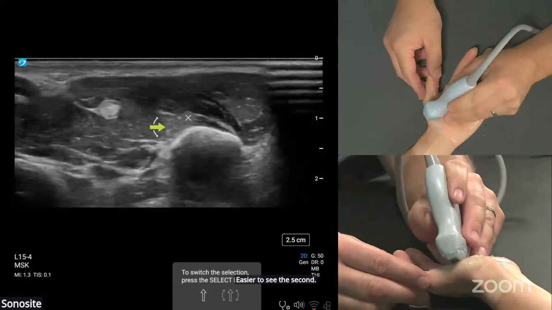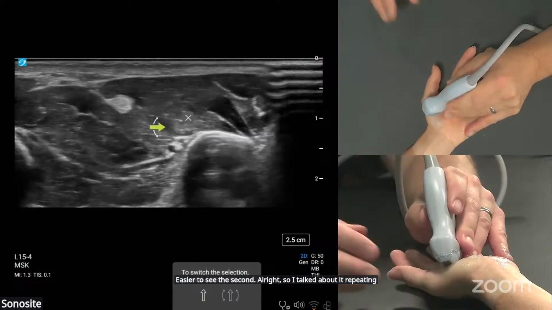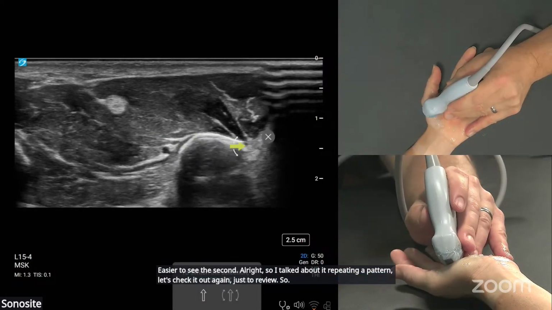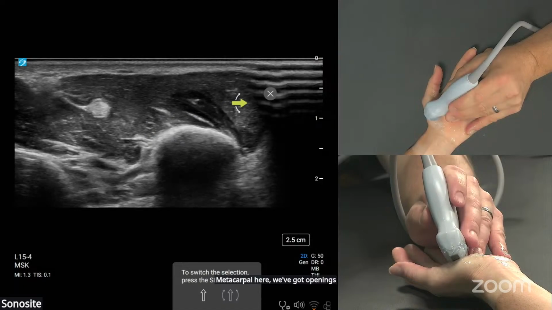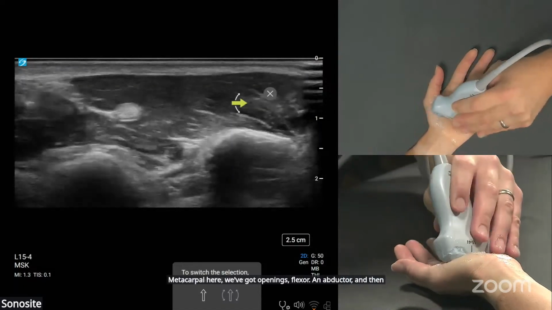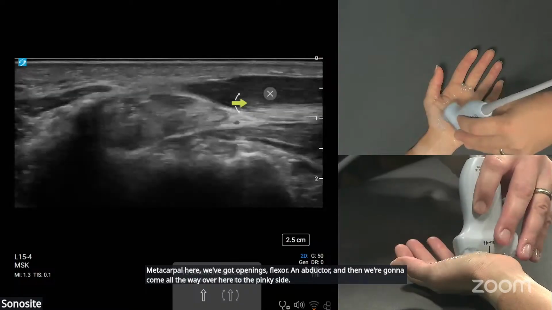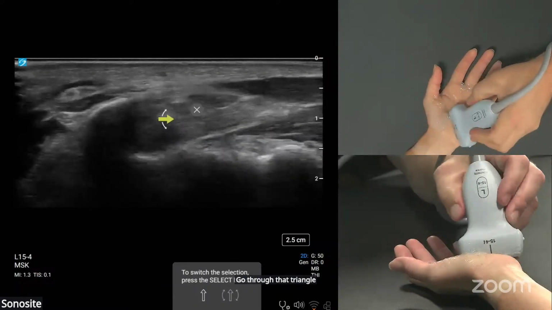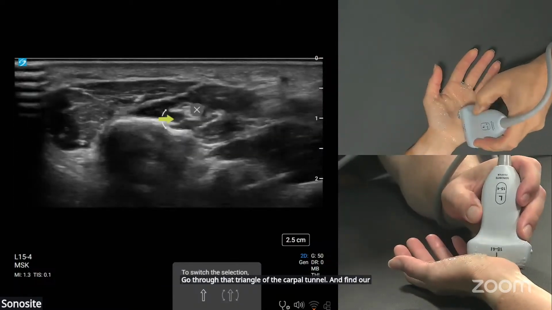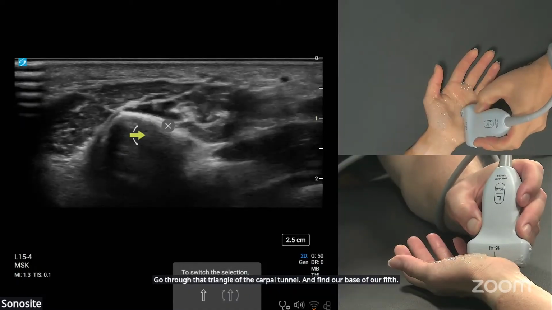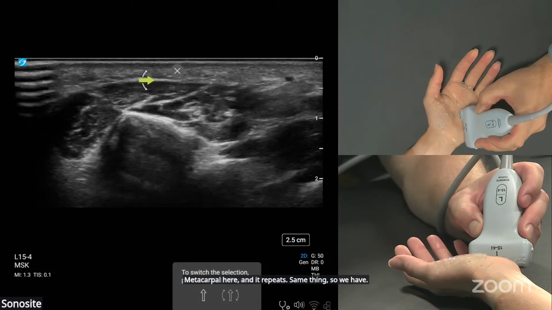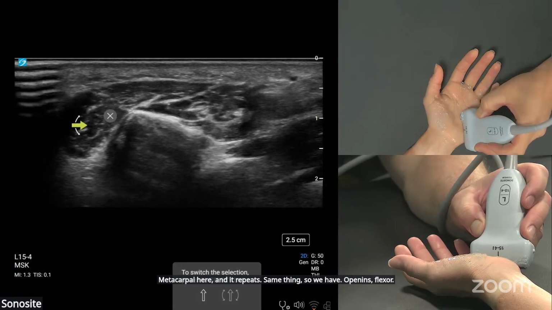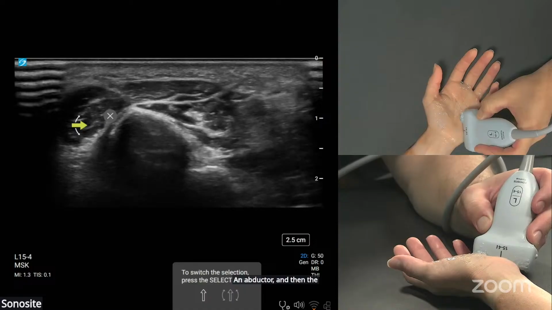All right, so I talked about it repeating a pattern. Let's check it out again just to review. So base of the first metacarpal here, we've got opponens, flexor, and abductor. And then we're going to come all the way over here to the pinky side, go through that triangle of the carpal tunnel, and find our base of the fifth metacarpal here. And it repeats, same thing. So we have opponens, flexor, and abductor. And then the name changes to digiti minimi.